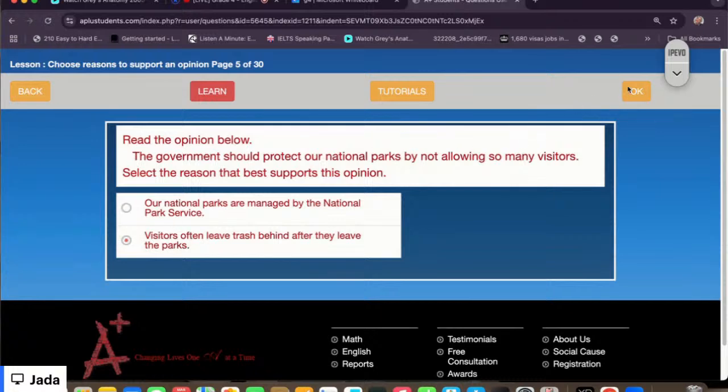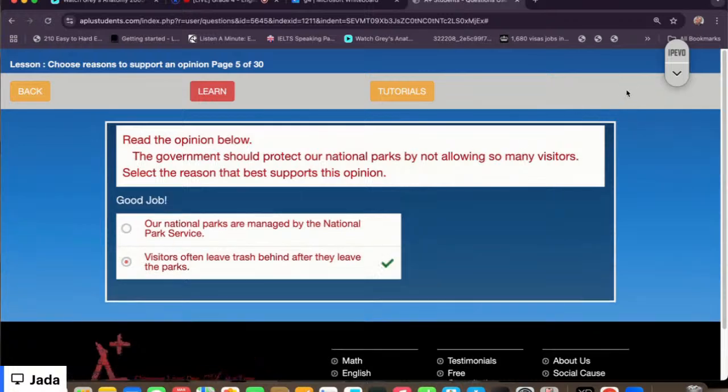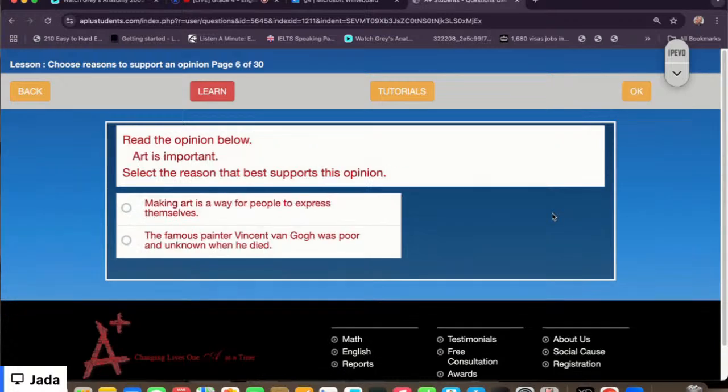Option two. Okay. All right, so art is important. Making art is a way for people to express themselves. The famous painter Vincent van Gogh was poor and unknown when he died. So, what do you think is the best support here?